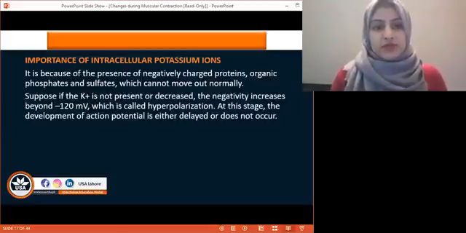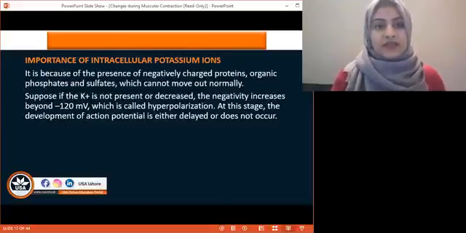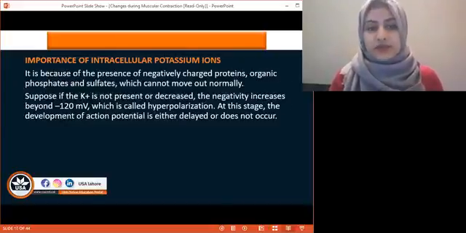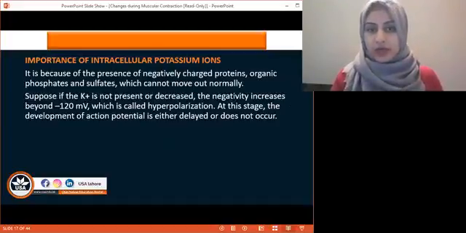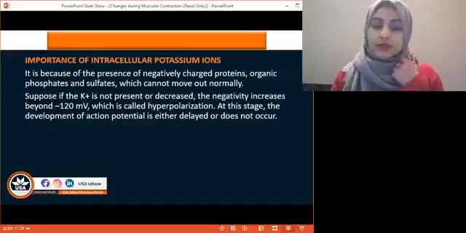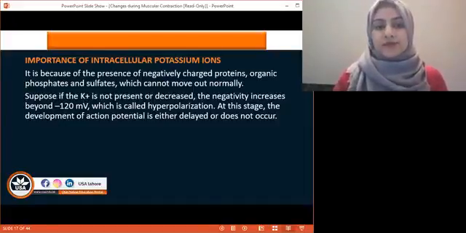So we have the importance of intracellular potassium ions. This is because of the presence of negatively charged proteins, organic phosphates and sulfates, which cannot move out normally, because we discussed that the channels for anions are usually absent or closed, so they cannot move outside.